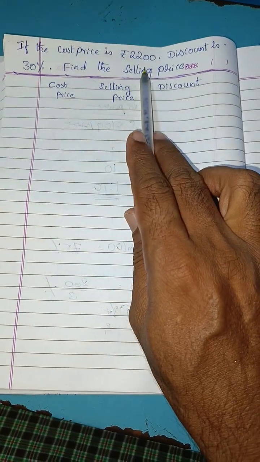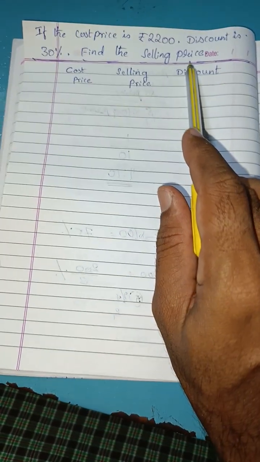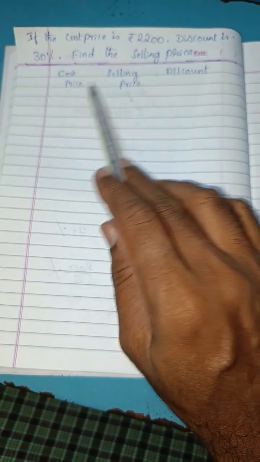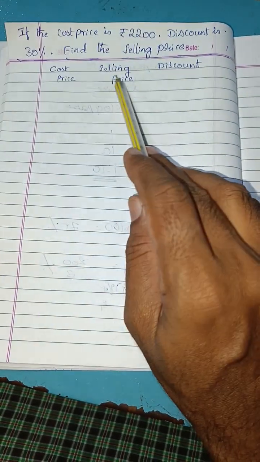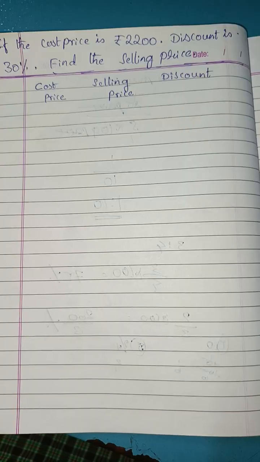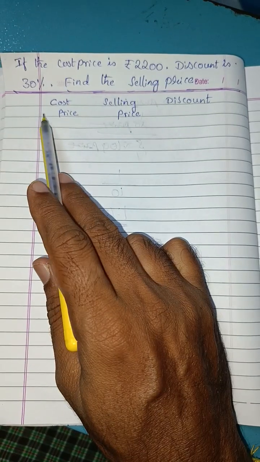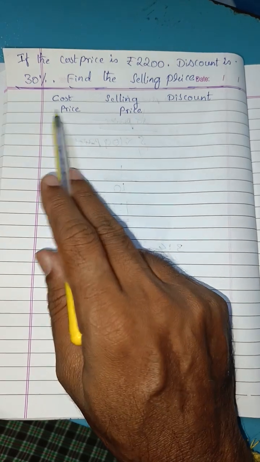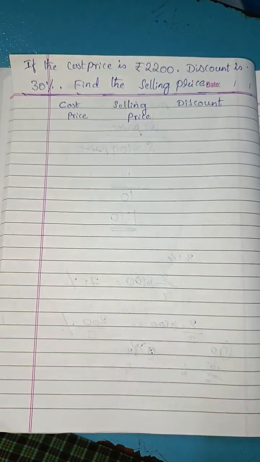Cost price is 2200. Discount is 30%. Find the selling price. For discount related questions, we will always have three variables: one is cost price, second is selling price, third is discount. So for a discount related question, write down the data collection as cost price, selling price, discount. Make a tabular column having these three variables.